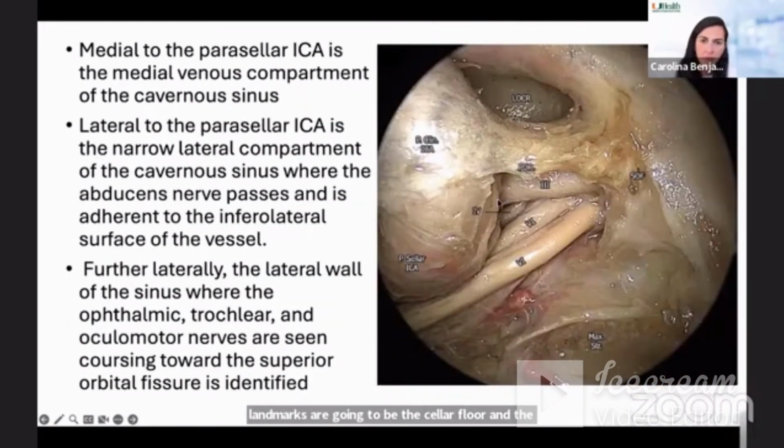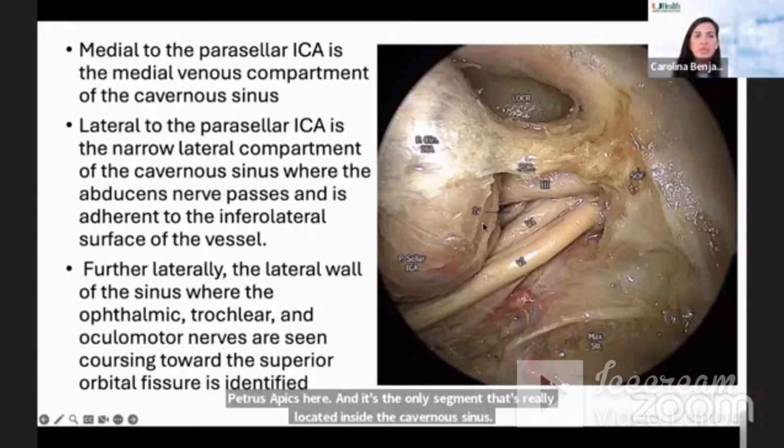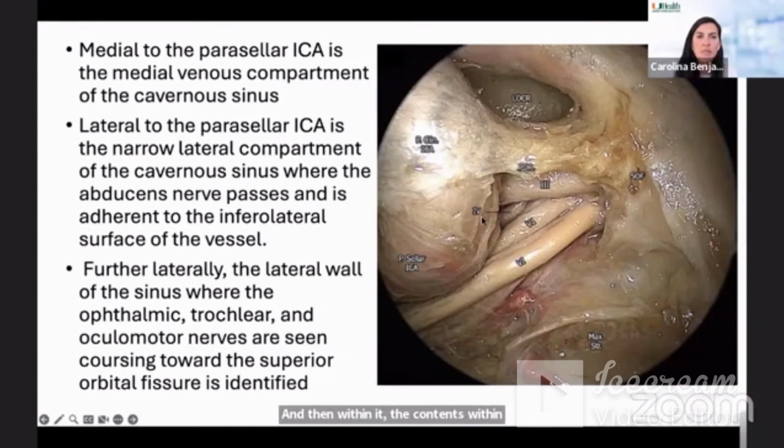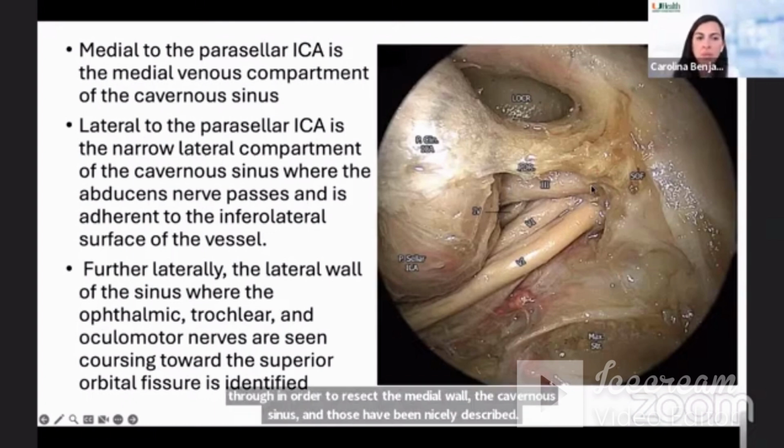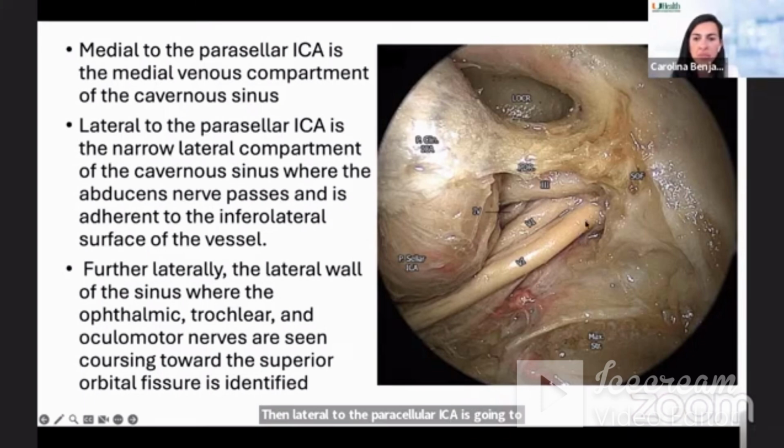Within this region of the cavernous sinus, medial to the paracellar carotid, is going to be the venous component of the cavernous sinus, and you have all of the different paraclival ligaments, which you have to be able to cut through in order to resect the medial wall of the cavernous sinus, and those have been nicely described. Then lateral to the paracellar ICA is where the abducens nerve passes, and it's going to be adherent to the vessel on this surface as well. And then even further laterally is where you find the other nerves that control extraocular movement.